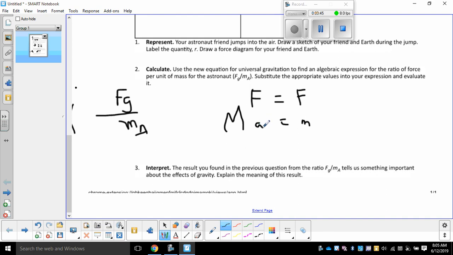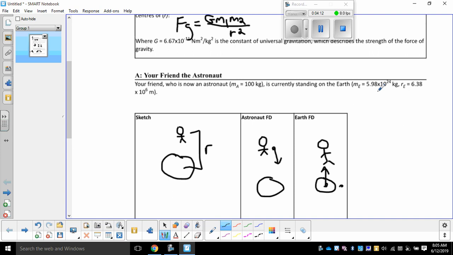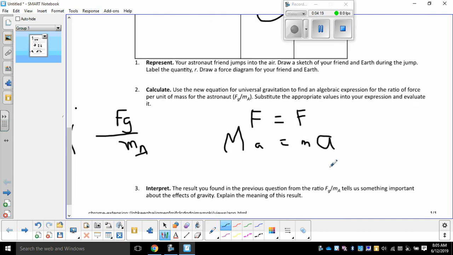So even though we can't sense this force that's happening on the Earth, the reason is because its mass is so big and its acceleration is so small. The reason we can feel ourselves being accelerated to the Earth is our mass is so small compared to the Earth. Let's look how different they are. 100 kilograms versus 5.98 times 10 to the 24 kilograms. So just a smidgen in comparison. We have a tiny mass, so we feel a larger acceleration.